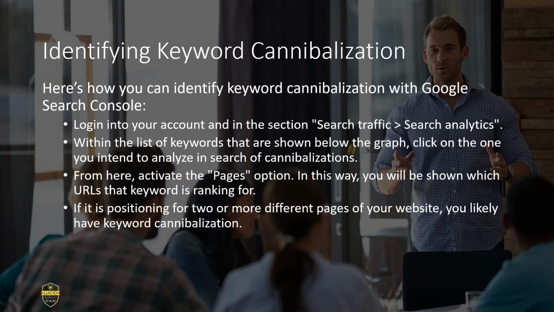Another way to do this that's free is to go to Google Search Console. You'll log into your account and in the section Search Traffic, Search Analytics, within the list of keywords that are shown below the graph, click on the one you intend to analyze in the search of cannibalization. From here, activate the Pages option. In this way, you will be shown which URLs that keyword is ranking for. If it is positioning for 2 or more different pages for the same keyword, you'll likely have an occurrence of keyword cannibalization.